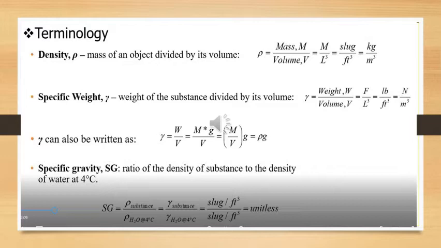Specific gravity is the ratio of the density of a substance to the density of water at 4 degrees Celsius. Our reference is the water at 4 degrees Celsius in determining the specific gravity of the fluids. We use water at 4 degrees because it is said that water at this condition has attained its maximum density. So the specific gravity is unitless.